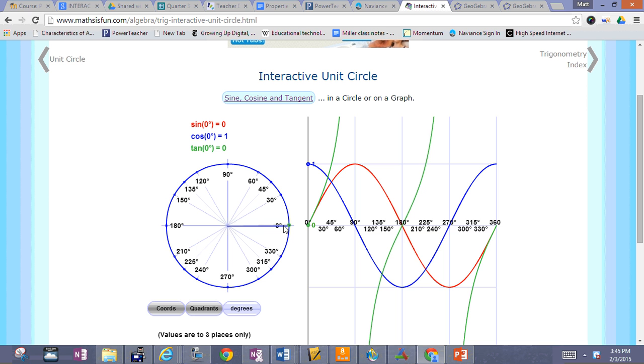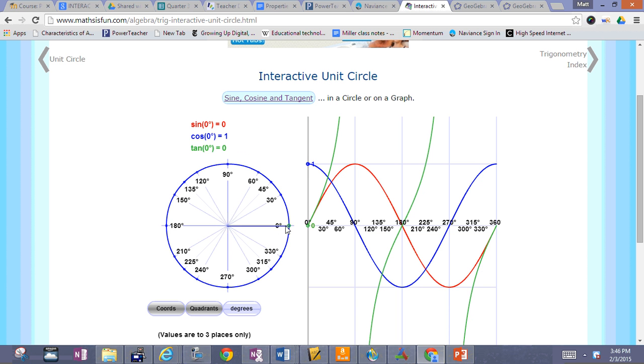Let's talk about the cosine graph. The cosine graph, okay, is following the x coordinate of this point as we move around the unit circle. Now the x coordinate is indicated by the length here in blue. The length here of this triangle is the x coordinate.